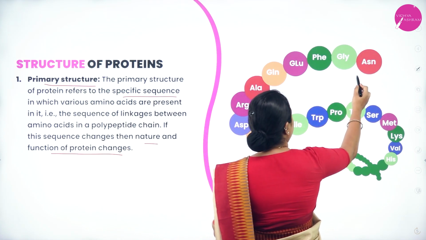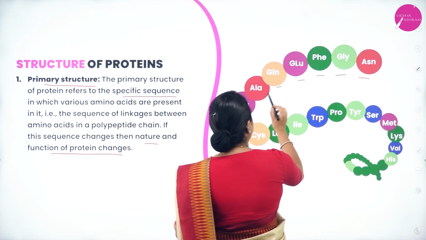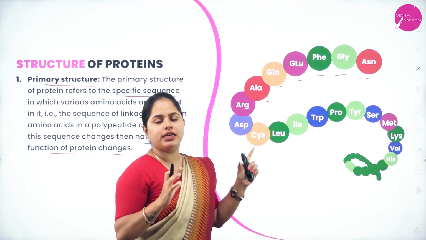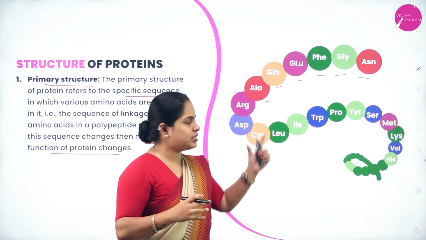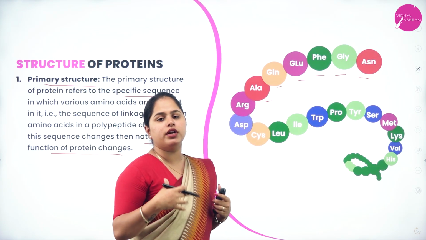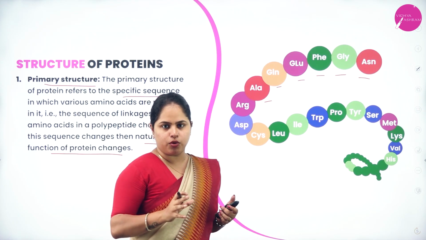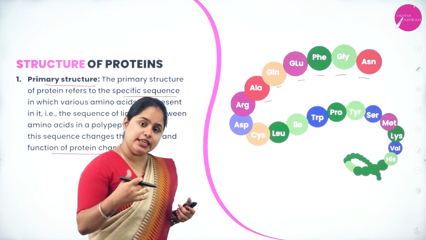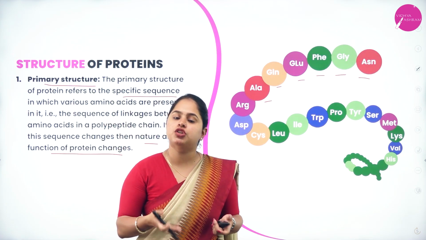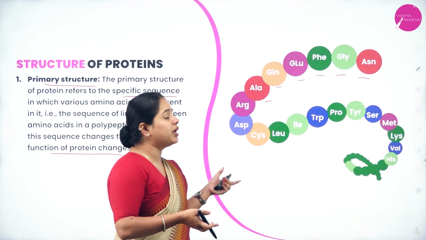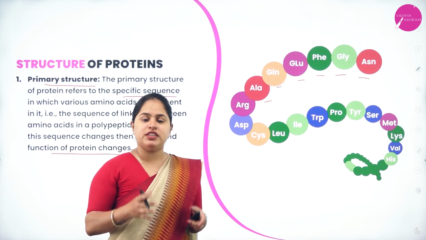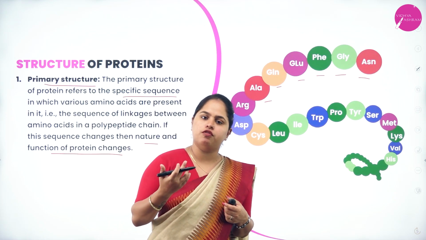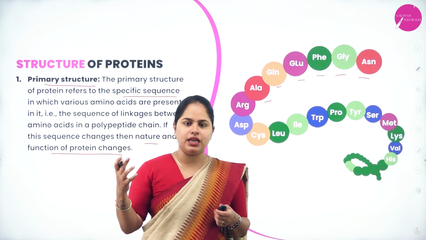So you can see these round structures here. Each of these is a different amino acid. So it has to be ordered, or has to be forming bonds in this particular order itself, then only we can say that it is this particular protein. If by any chance any of this order is changed, the nature of the protein will change and the function of the protein will also change. So this primary structure is very important, which cannot be altered. If it is altered, the nature and the function of the protein will change. So this is the primary structure.